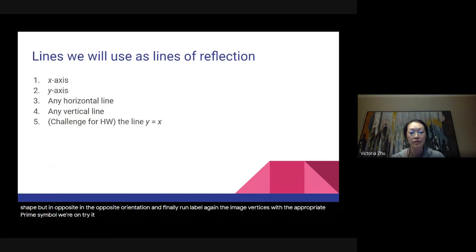We're going to try a few different types of lines. The first is the x-axis, then we're going to do the y-axis, then we're going to look at any horizontal line, then any vertical line, and as a challenge on your homework, you're going to see a problem of reflecting over the line y equals 2x.